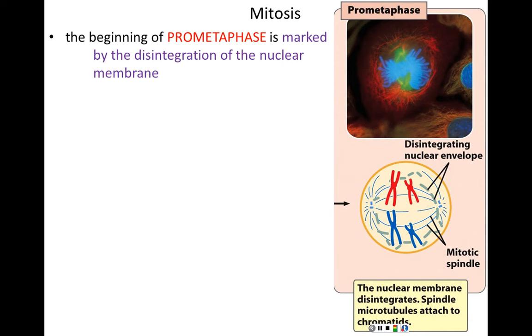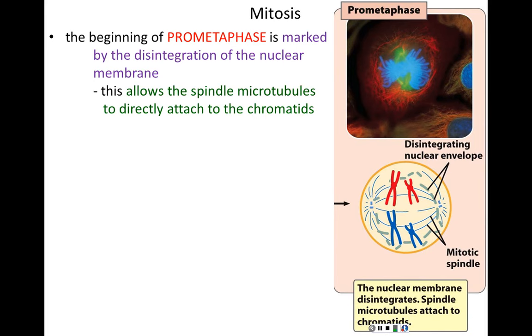Okay. Now we've moved on to prometaphase. The beginning of the prometaphase stage of mitosis is marked by the dissolving of the nuclear envelope. The nuclear membrane literally dissolves. It disintegrates. How does it dissolve? I'll tell you next semester in cell and molecular biology. For the purposes of genetics, just know that it dissolves. What was the nuclear envelope doing?